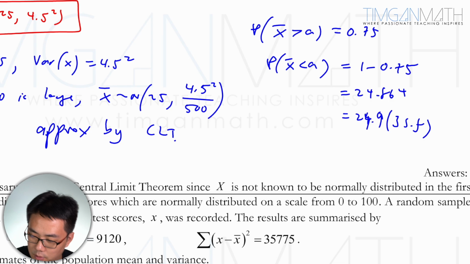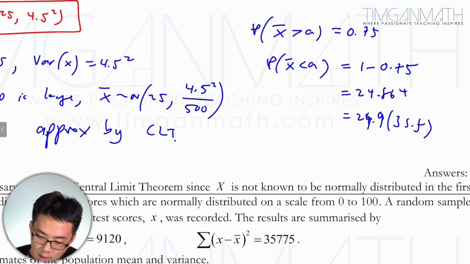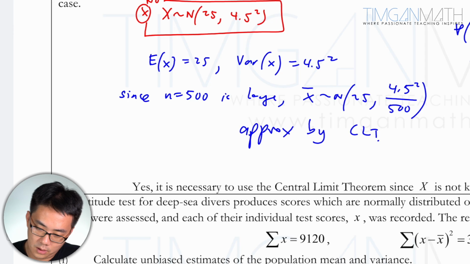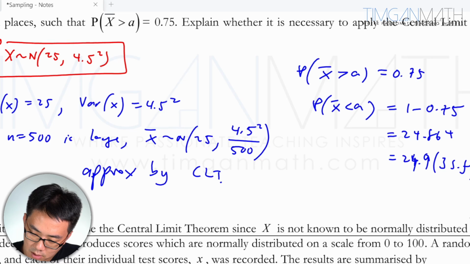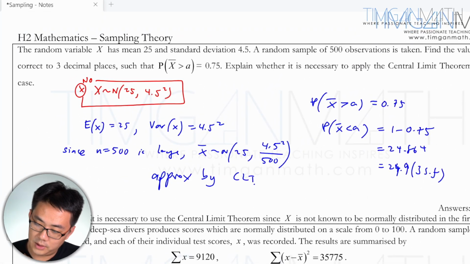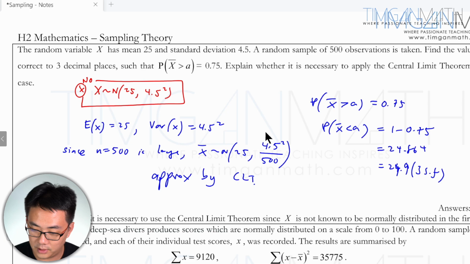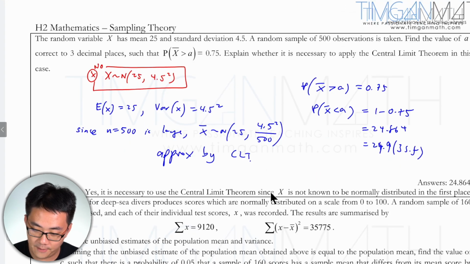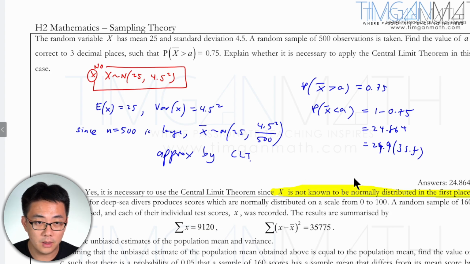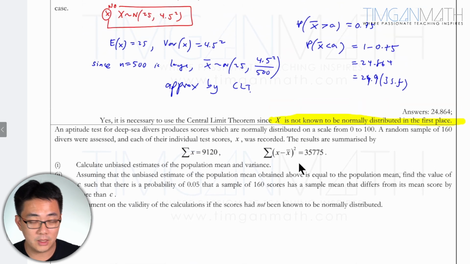Okay, good job. Then what do you call? Explain whether it's necessary to apply CLT. Of course, I just use CLT because X is not known to be normally distributed in the first place. This is important. Okay, so that's how you understand this part.